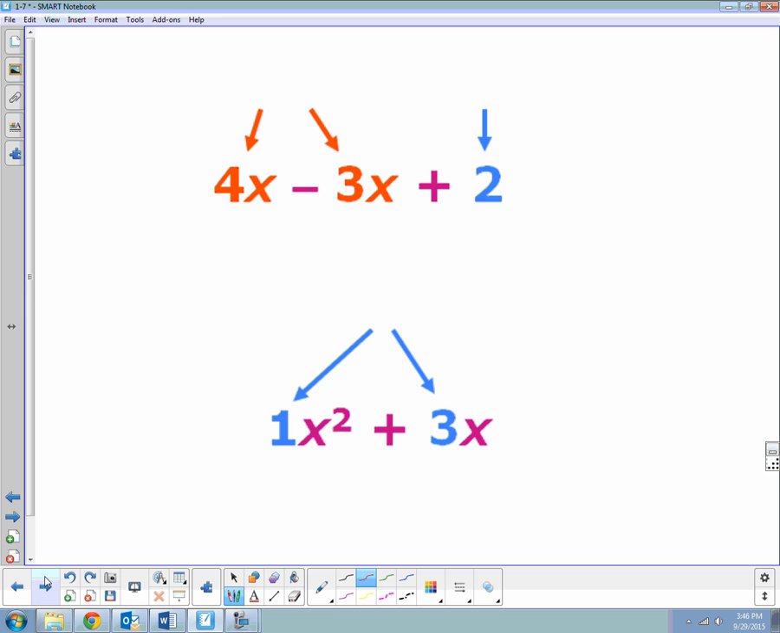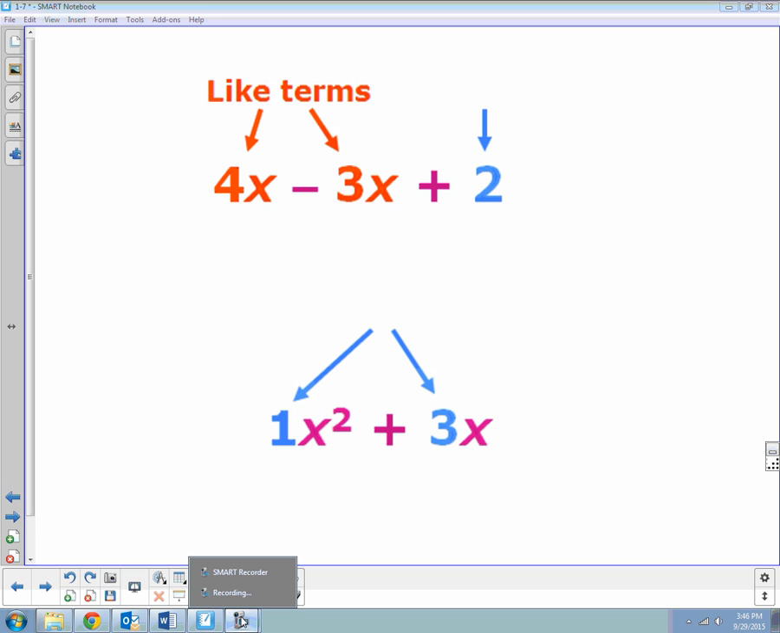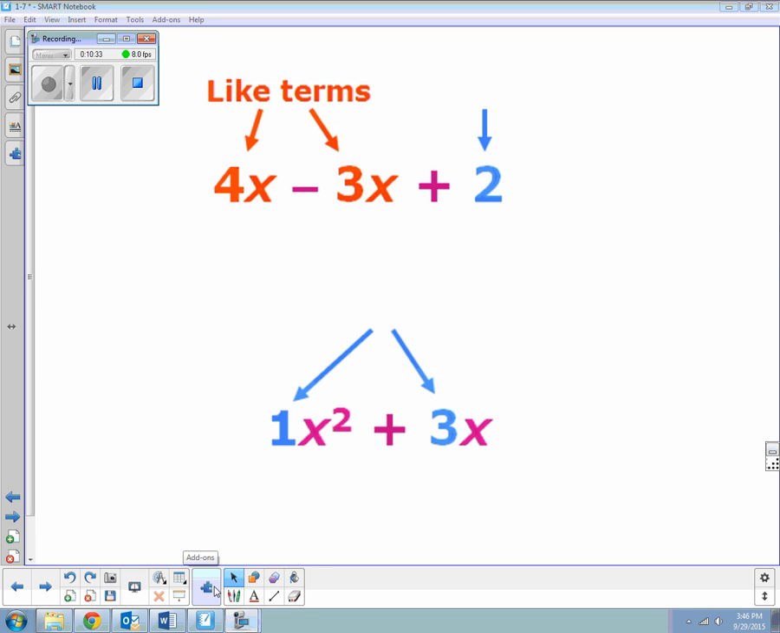Last little bit here, we're going to be talking about how to simplify, how to get things simpler. So we've got some vocabulary. We're going to write down, these are like terms. They are alike. They both have an X. So these are like terms that we have. I'm going to try and hurry up here a little bit. They both have an X, so they're alike.